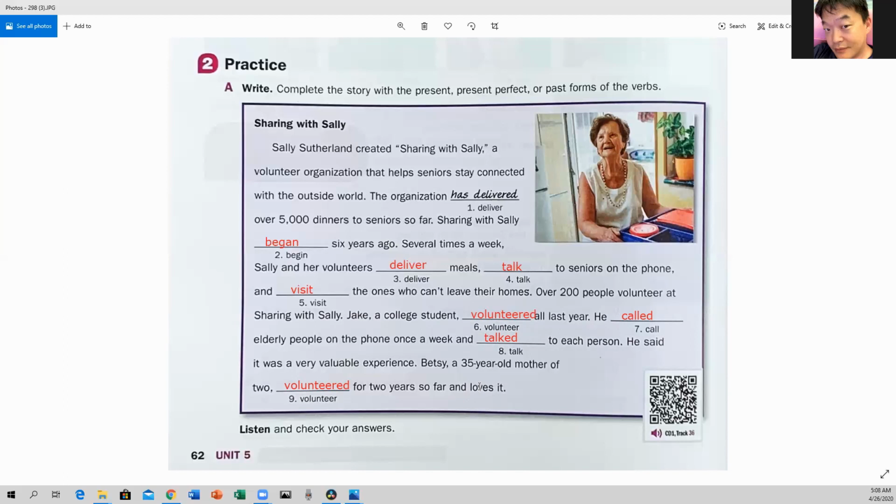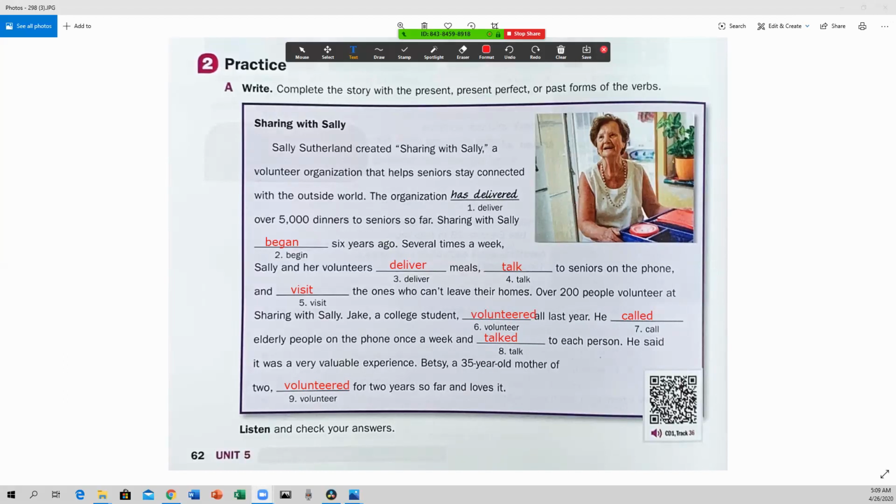I do encourage you to practice by doing the workbook. But now I want you to listen to the audio, okay? And follow the reading. Page 62, Exercise 2A.